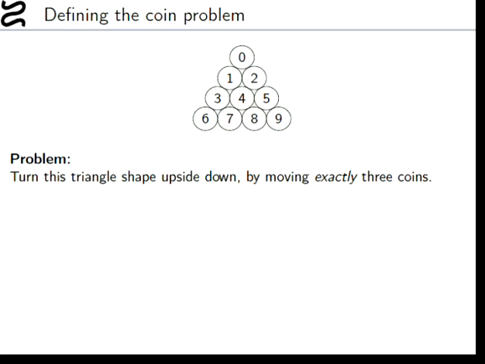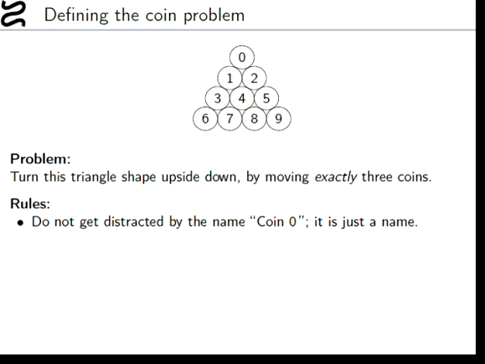Here is the definition of the problem statement. Turn this triangular shape upside down by moving exactly 3 coins, no more, no less. Now for the rules. Rules are generic, they apply to an entire family of similar problems.